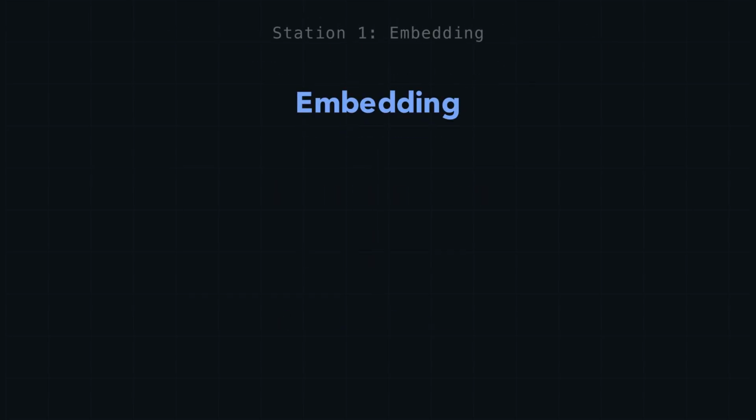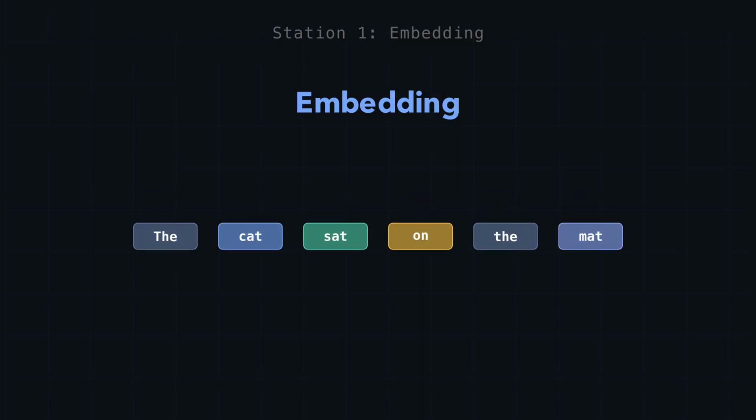First stop, embedding. Remember episode 1? Each token gets converted into a list of numbers, a vector that captures its meaning. The word cat becomes a point in a high-dimensional space. The word mat becomes a nearby but different point. So now we have 6 vectors.